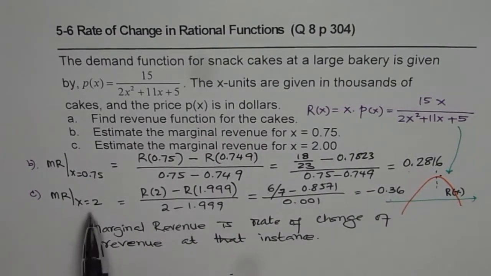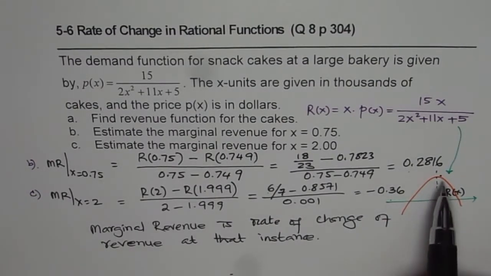And when the 2000th item was considered, at that time revenue was sliding down, right? That is what it means. I hope you understand and appreciate the concept. Thank you.